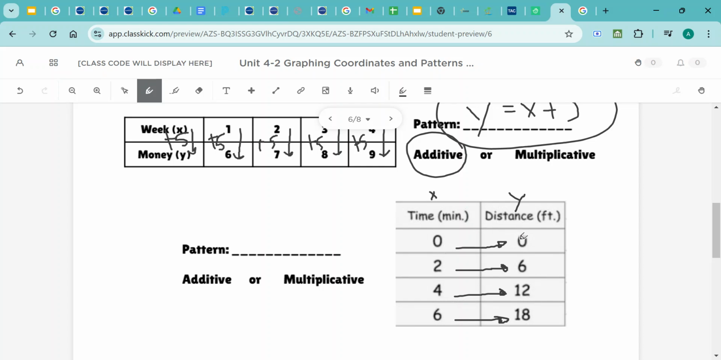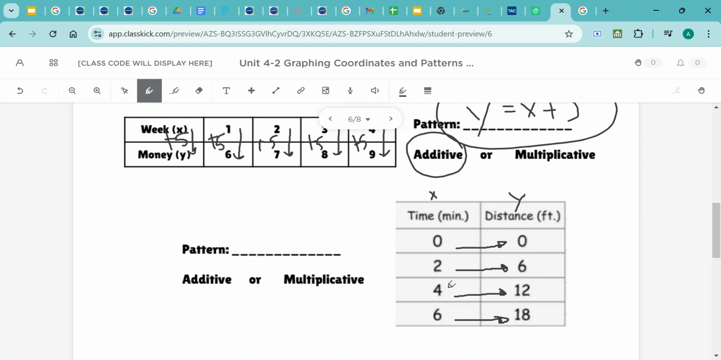Okay, 0 to 0. Well, that's a lot of things, right? Because 0 plus 0 is 0. 0 times any number is 0. So this one's not really too helpful, right? Let's go 2 to 6. Okay, I can do plus 4. I can do times 3. Let's see which one of those works.